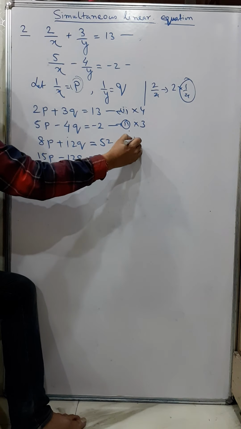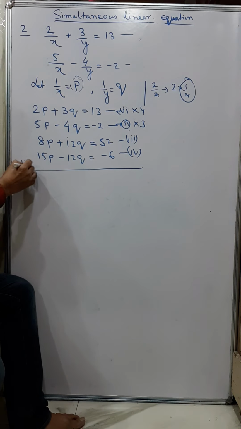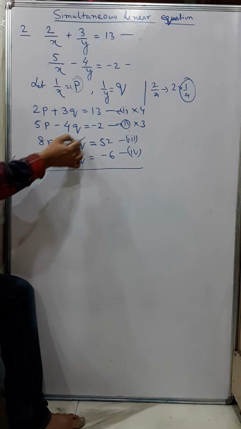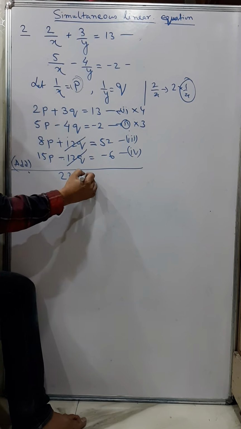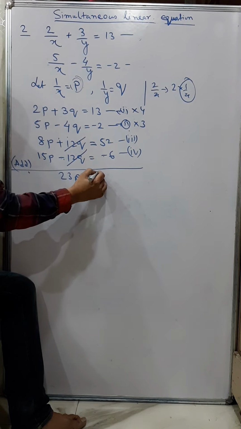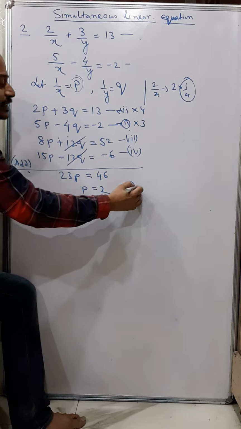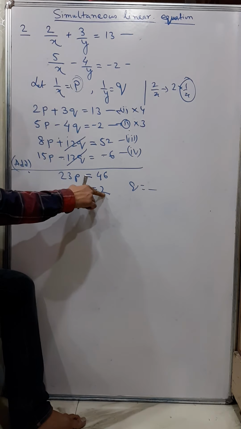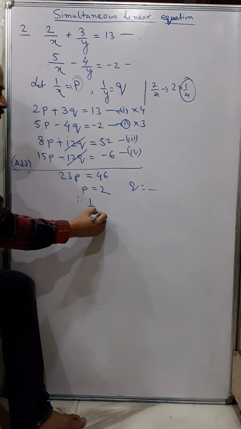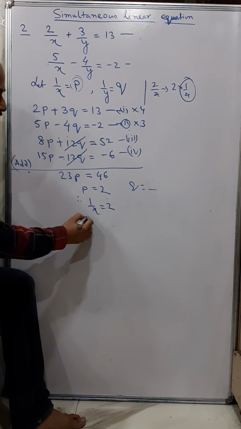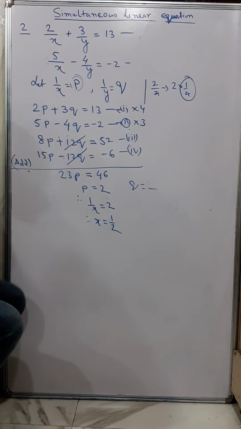So this is our third equation and this is fourth equation. And now adding, because this will get cancelled by adding. So we get 23p equals 46, and we get p equals 2. And similarly we can get the value of q also. And after getting p is equal to 2 and q is equal to something, now we know p means 1 by x, and therefore finally I get x equals 1 by 2, right? Similarly we will get the value of y. Okay.